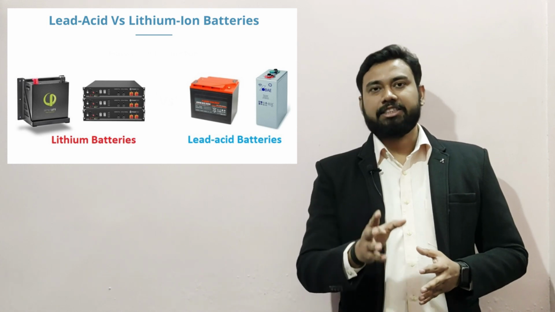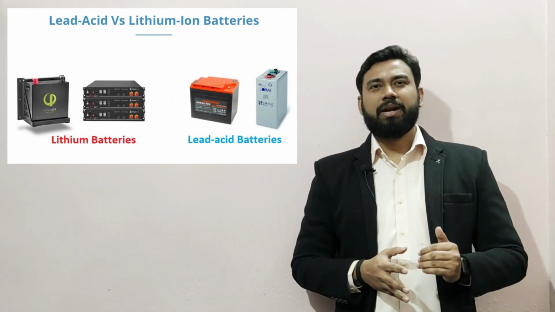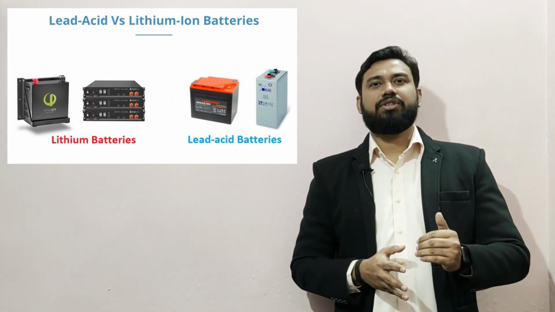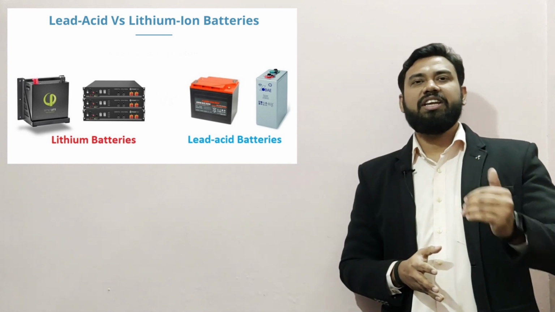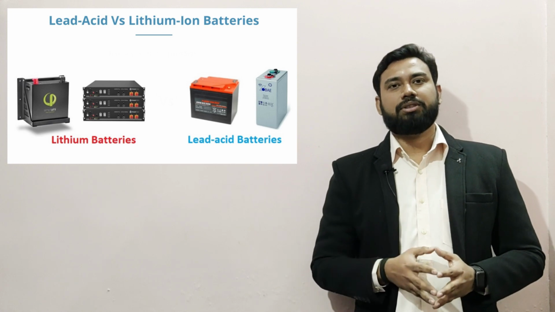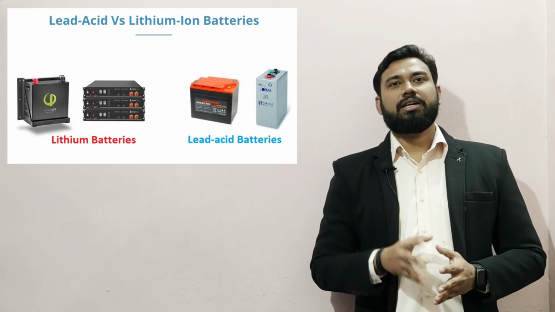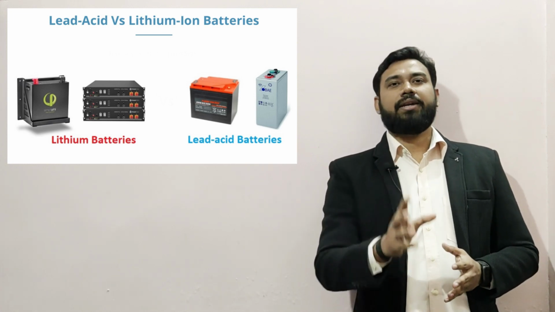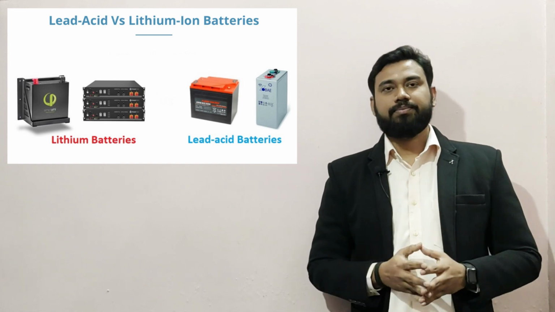First is lead acid batteries. These batteries are cheaper and less efficient compared to lithium batteries. The depth of discharge is almost 50%. So lead acid batteries are recommended when cost is the criterion and power requirement is less.